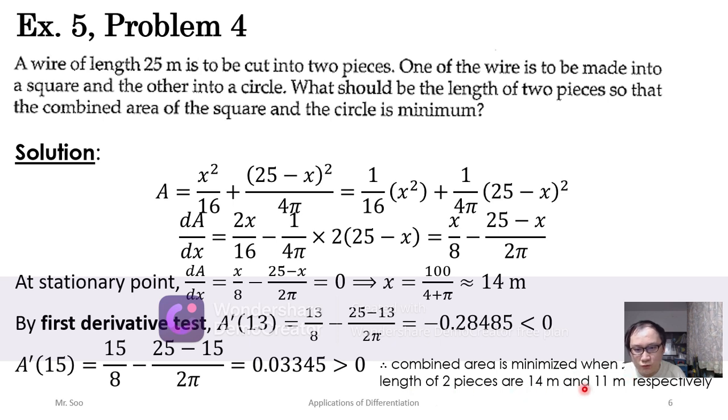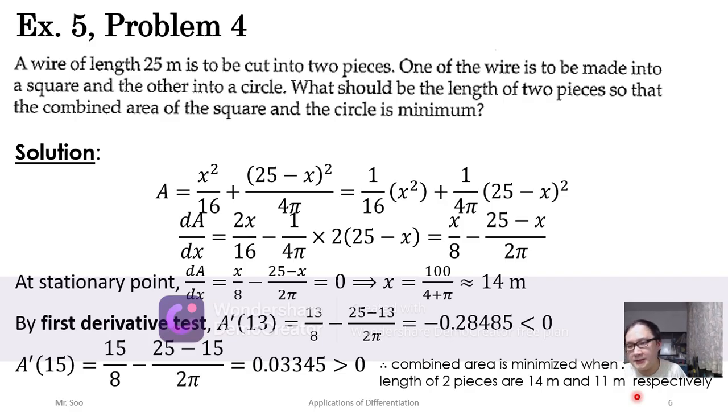Combined area is minimized when x equals 14 and the lengths of the two pieces are 14 meter and 11 meter respectively. This part, the length of the two pieces, is basically the first part of the question. They ask what should be the length of the two pieces, correct? Based on the diagram I drew just now, the total length of the wire is 25 meter. You chop one part to be x, the other part 25 minus x. So of course your x is 14, then the balance is 25 minus 14, which is 11. So that's the answer.